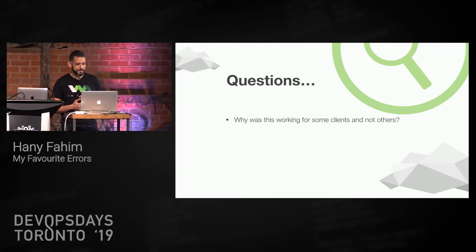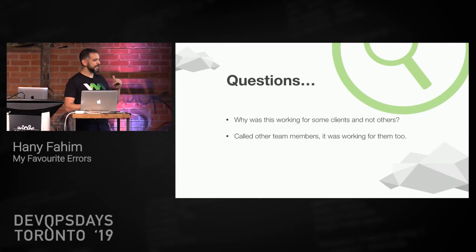So there's some questions that spawn. Why is it working for some and not others? Is it some sort of routing problem? I called other team members and asked them, hey, can you test the site to see if it works? And it did. It did work for them. So almost certainly it sounds like a routing problem at this point. Some routes work and others don't.